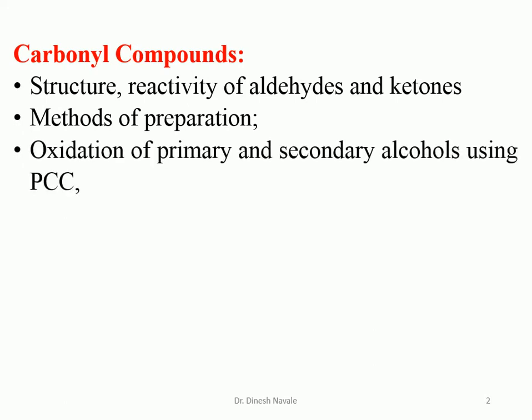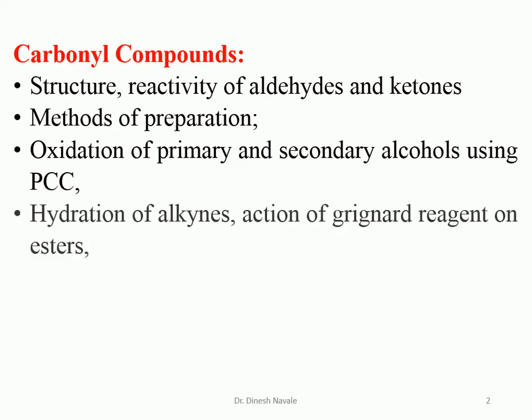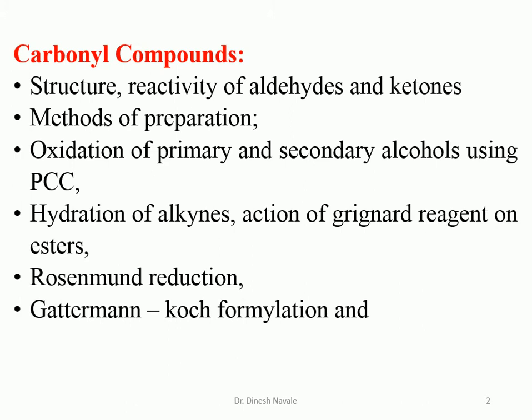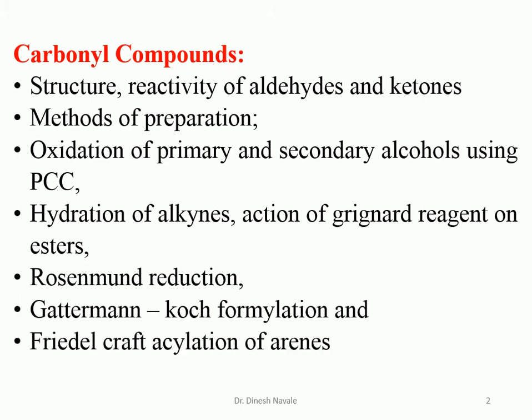The first method we are going to see is the oxidation of primary and secondary alcohol by using PCC. Then we will see other methods for preparation of aldehyde and ketone, like hydration of alkyne and action of Grignard reagent on esters. We will also see the Rosenmund reduction and the Gattermann-Koch formylation, as well as the Friedel-Crafts acylation of arene. So these will be the points that we are going to discuss during this video.